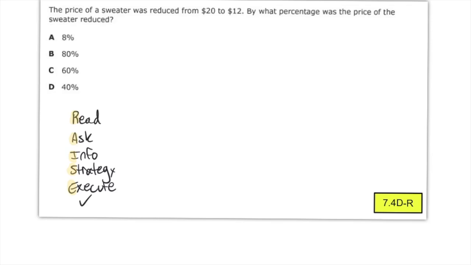The price of a sweater was reduced from $20 to $12. By what percentage was the price of the sweater reduced? Let's start out by using our RAISE strategy.